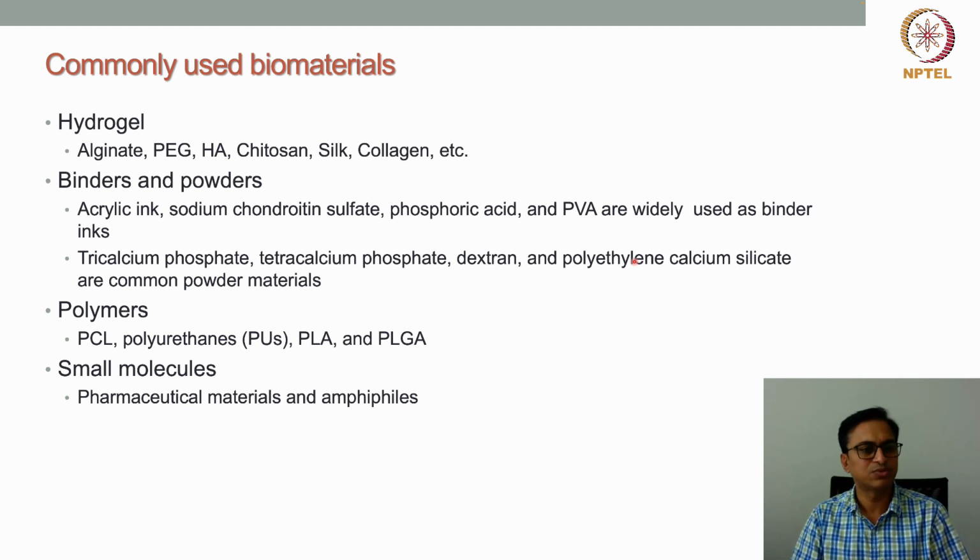Like alginate is one such material. It's a hydrogel, and it's a widely used biomaterial for different applications. Along the same line, this has also been used for inkjet 3D printing. Similarly, polyethylene glycol, which is a synthetic polymer, hyaluronic acid, chitosan, silk, collagen. The list is very long. So different types of hydrogel materials are used for inkjet bioprinting.